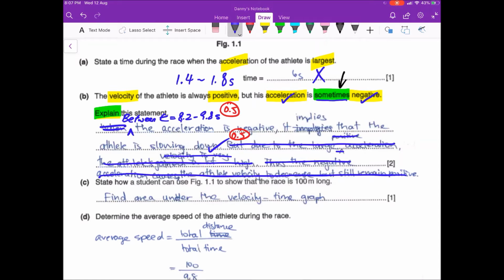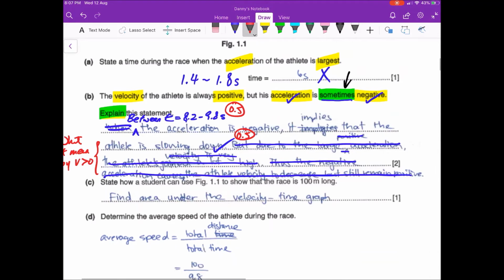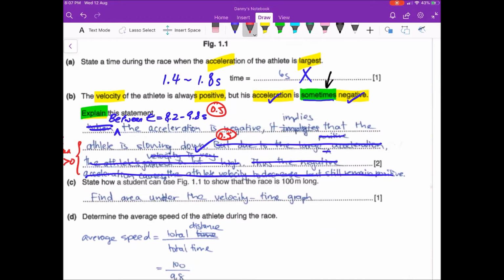He didn't talk about what it means by having a positive velocity. So all the things at the back are irrelevant and he couldn't capture the mark. So what it means by velocity is positive. If I were him, I will put down here, I need to explain what it means by v more than 0. So what does it mean? It means that now you are moving away from the starting point. You are always traveling in one direction, right?